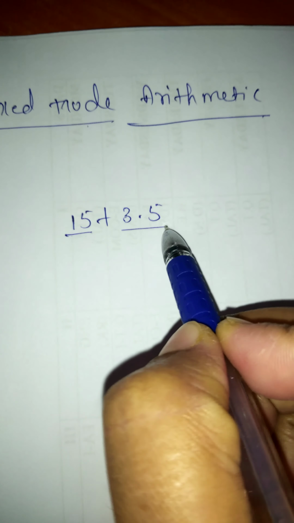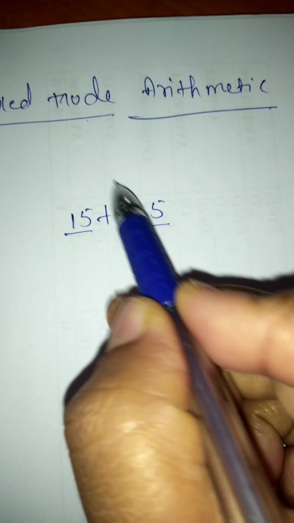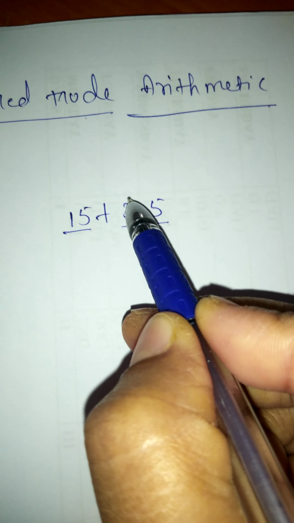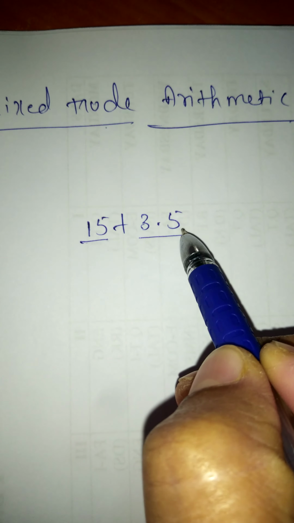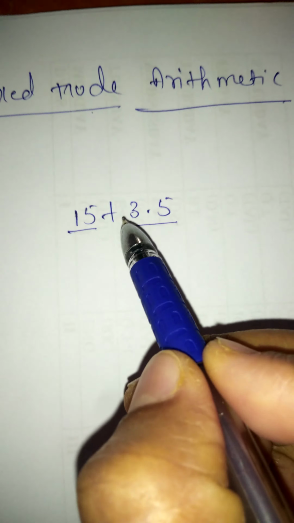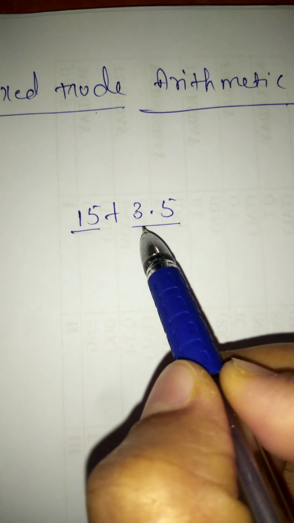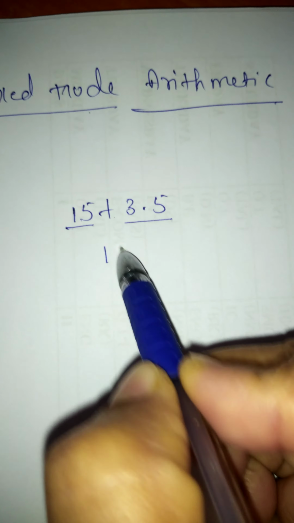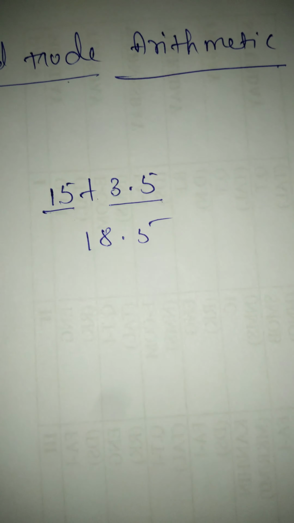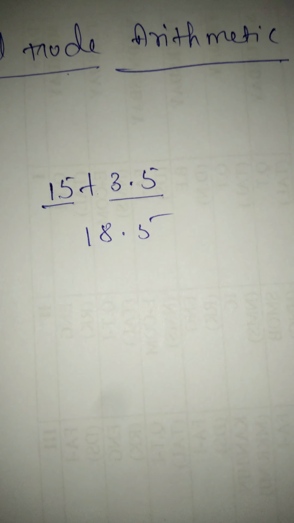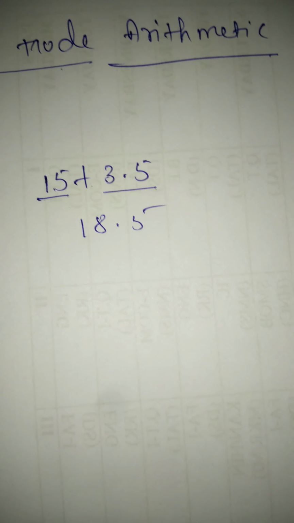For example, 15 plus 3.5. Here 15 is an integer and 3.5 is what? Real. Here we have two types of numbers, in mixed form. Here the two operands are not both integers and not both real numbers. Here one is an integer and the other is a real number. Then this type of expression is mixed mode arithmetic. And what is the result of 15 plus 3.5? That is 18.5. If either operand is of the real type, then only the real operation is performed and the result is always a real number.